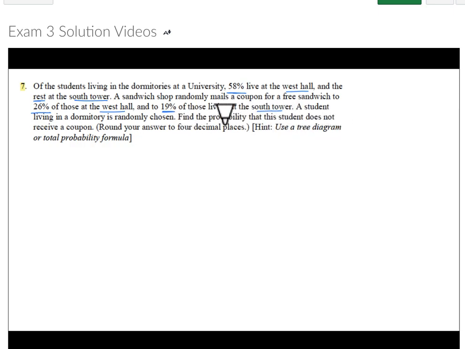A student living in a dormitory is randomly chosen. Find the probability that this student does not receive a coupon. Does not receive a coupon.